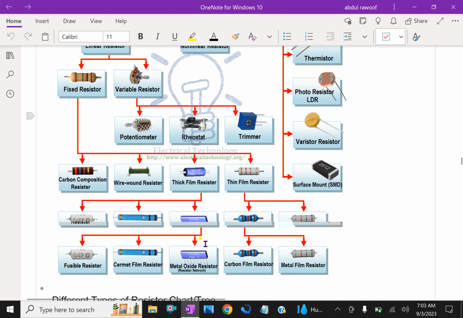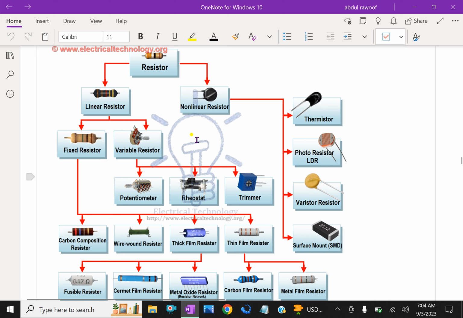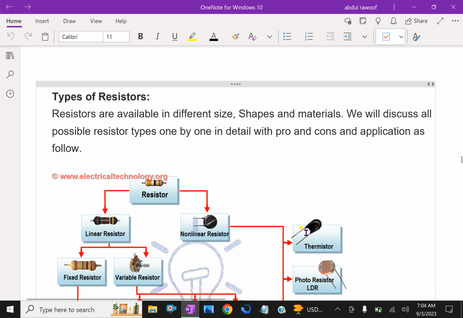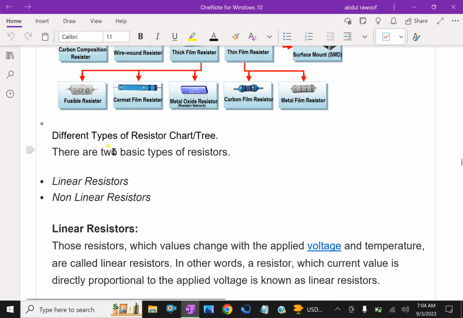And thick film resistor is further classified as fusible, cement, and metal oxide resistor. And thin film resistor is carbon film and metal film resistors. Now, non-linear resistors are classified as thermistor, photoresistor, that is LDR, light dependent resistor, varistor resistor, and surface mount resistors. This is a broad classification. Then further we will discuss different types of resistors; the chart tree is here.